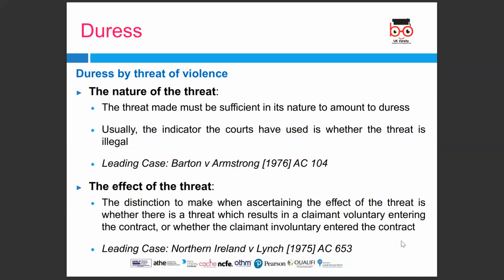The judges accepted that even in extreme circumstances, there's usually always an option, but it must be the only option realistically available. In contract law, there was an unwillingness to accept the position in Northern Ireland and Lynch. It has been suggested that the claimant must be overborne and must have no choice. However, in the case of Barton and Armstrong, surely despite the threat of murder, there was still a choice. Overall, it can be concluded that the threat must be one which is illegal.